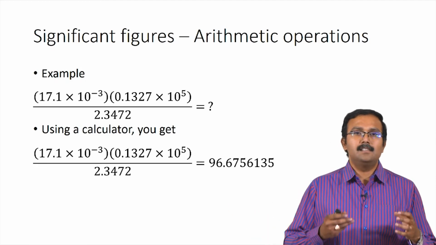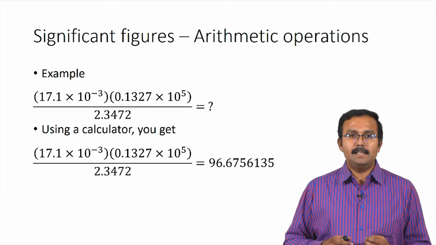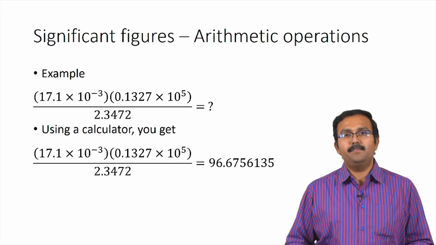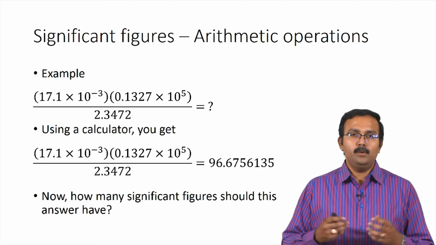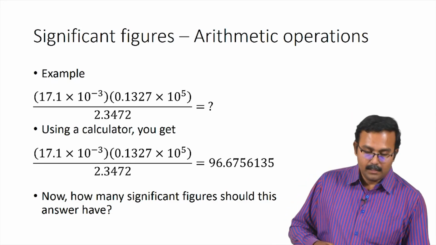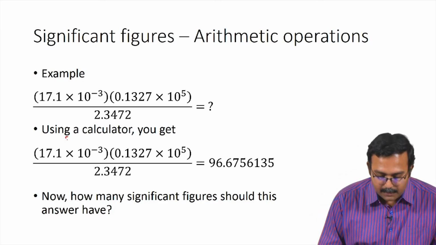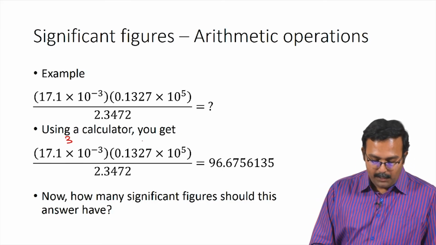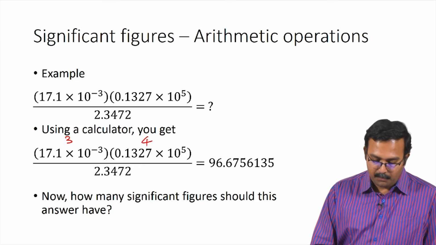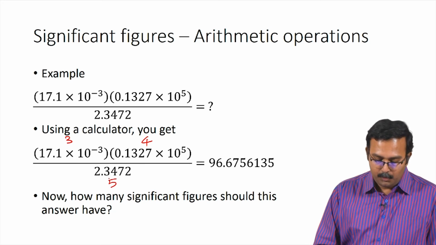96.6756135. This is mathematically accurate, but physically it is not. So, what you do instead is you need to identify what would be the appropriate number of significant figures which you can use. Now, can you identify how many significant figures your final answer should have? Let us see this. The first term, 17.1, has 3 significant figures, and the second term, 0.1327, has 4 significant figures starting from 1 to 7. The denominator has 5 significant figures, 2 to 2.